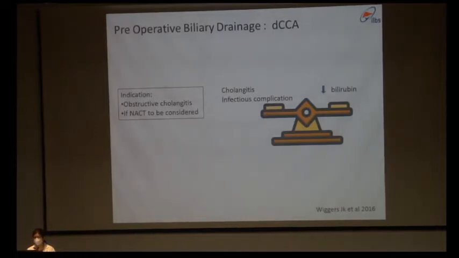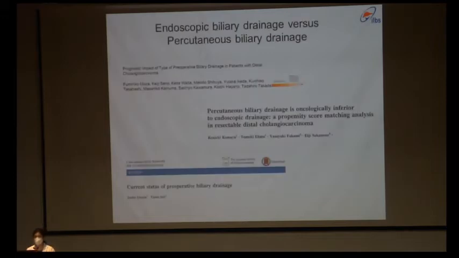In distal cholangiocarcinoma, usually the patient is directly taken for surgery, but still the indications of preoperative biliary drainage are obstructive cholangitis, and if the tumor is borderline and we are planning for some neoadjuvant therapy. It results in a decrease in bilirubin, but at the same time it causes an increase in cholangitis and infectious complications. So what is the procedure for biliary drainage in distal cholangiocarcinomas? Either endoscopically guided or percutaneous biliary drainage.